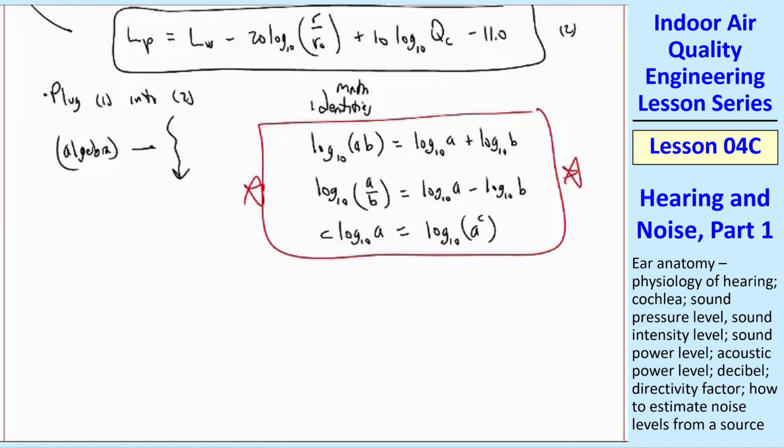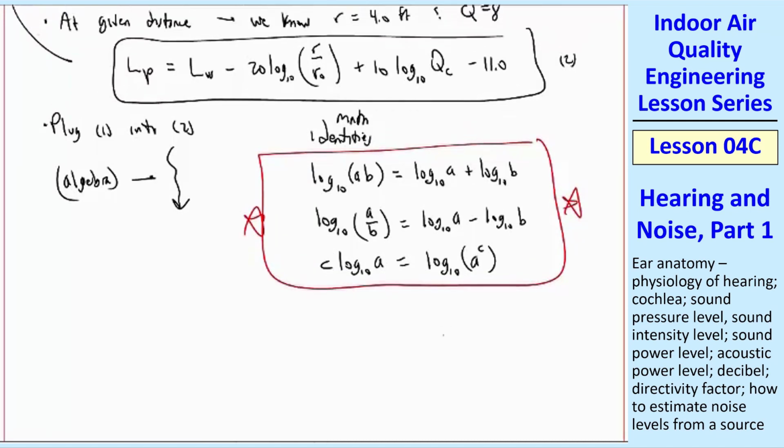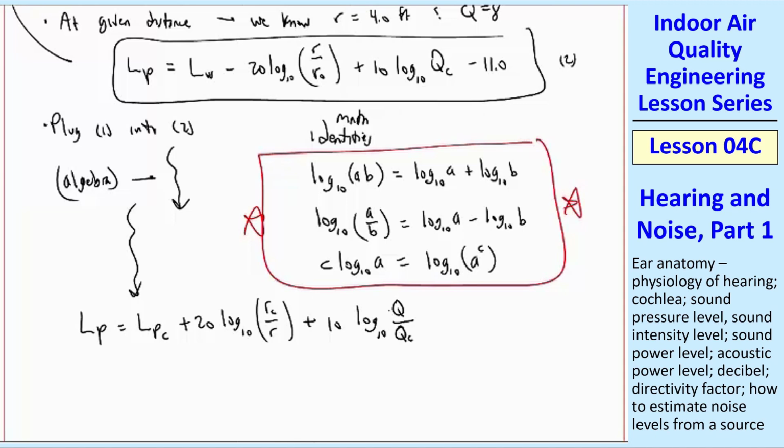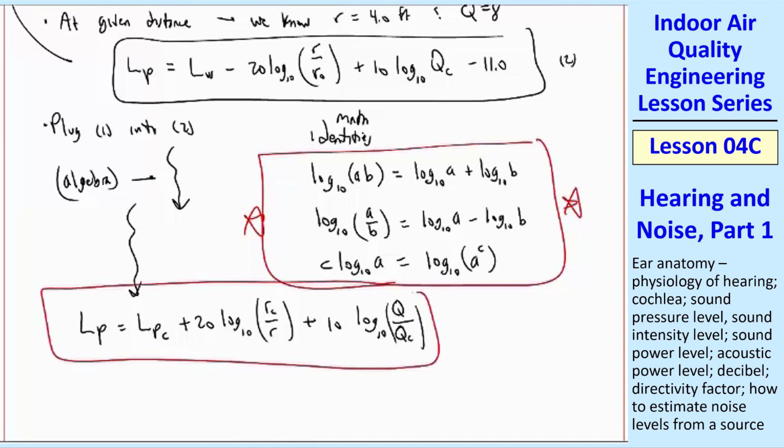Again, I like to keep everything in variables until the very end. And so after all this algebra, we end up with LP equal LPC plus 20 log10 RC over R plus 10 log10 Q over QC. That's our final answer in variable form.